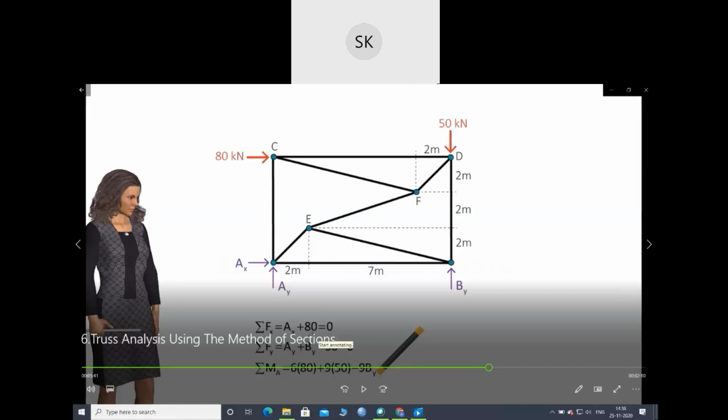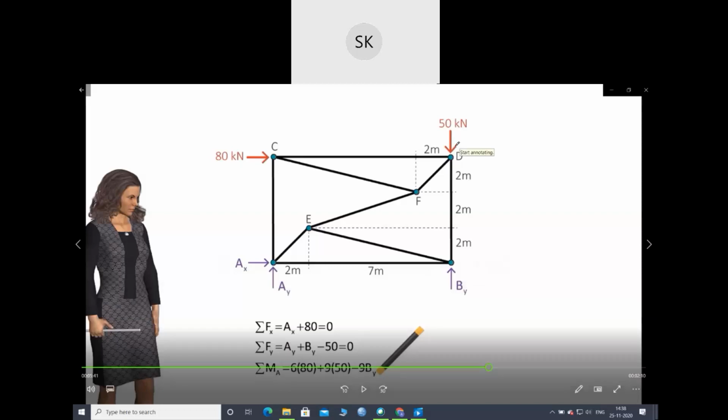Next, vertical forces. AY is a vertical force, BY is a vertical force, and 50. So AY plus BY minus 50. Okay. Next, moment about A. Moment about this point A is 0. So there will be one moment for this part.